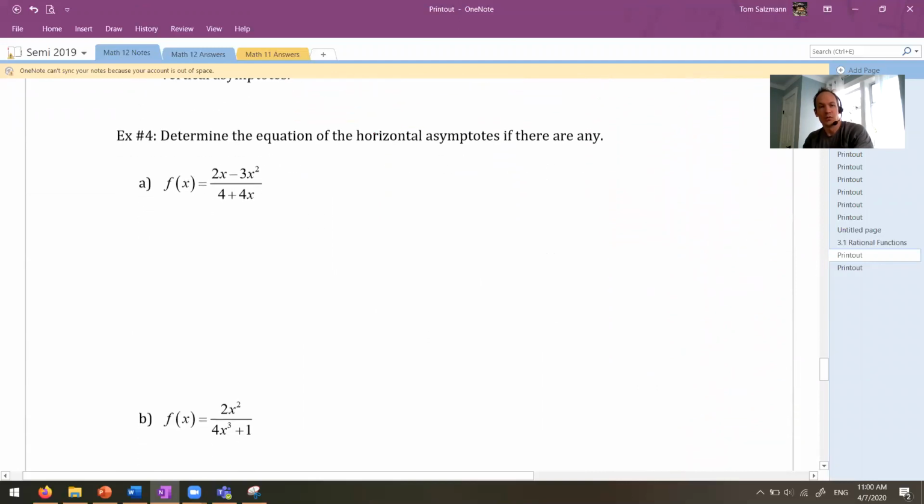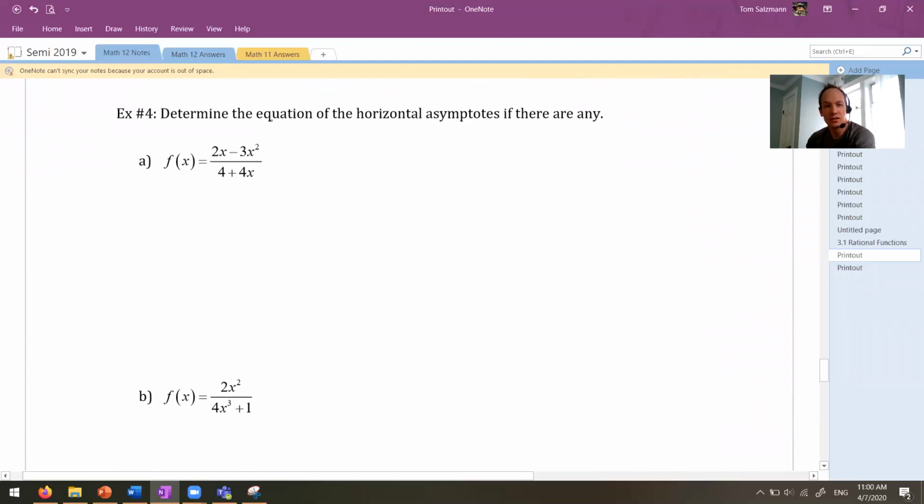Okay, so determine the equation of the horizontal asymptotes if there are any. What we do in a question like this is look at the degree of the numerator versus the denominator. The degree is always the largest exponent, so this one has a degree of 2, and this one has a degree of 1. Because the numerator has a larger degree than the denominator, we are not going to have any horizontal asymptotes. So we'll say since the degree of the numerator is greater than the denominator, we can therefore conclude no horizontal asymptotes.